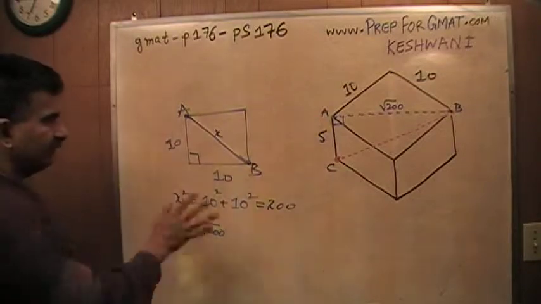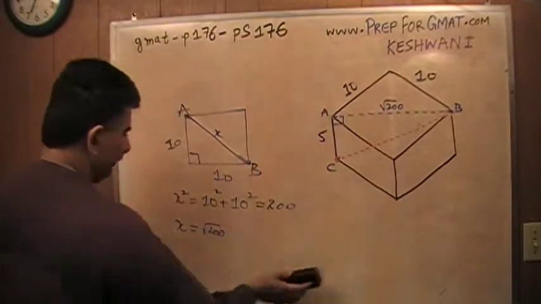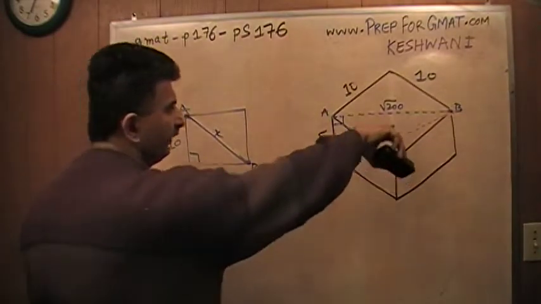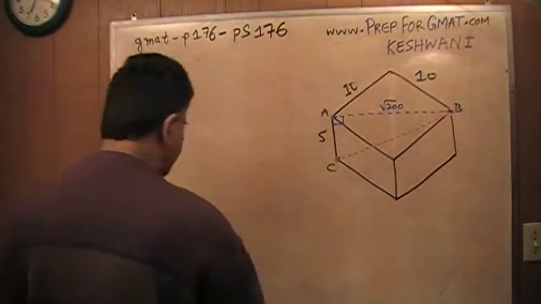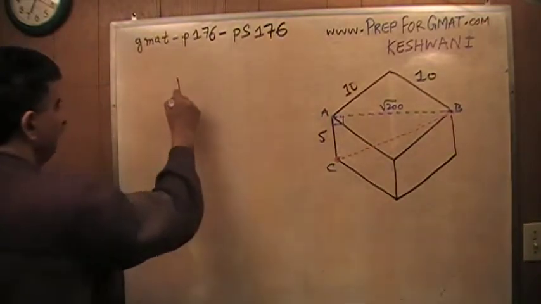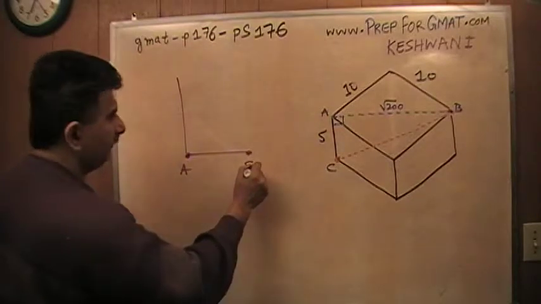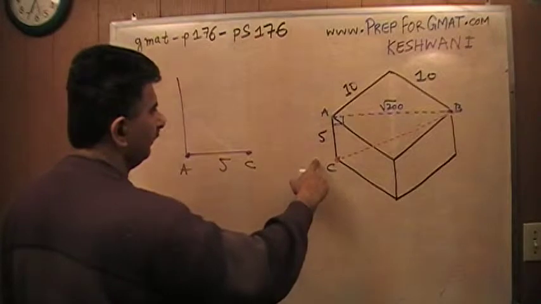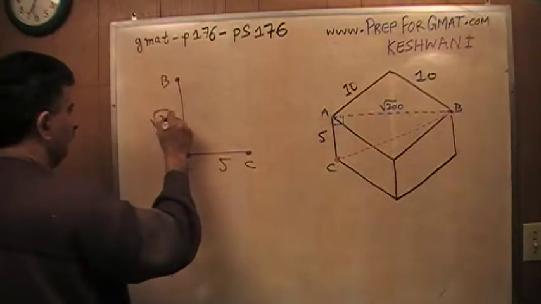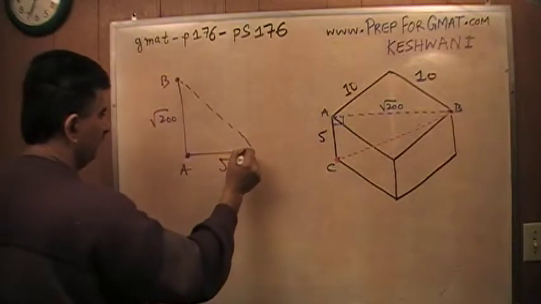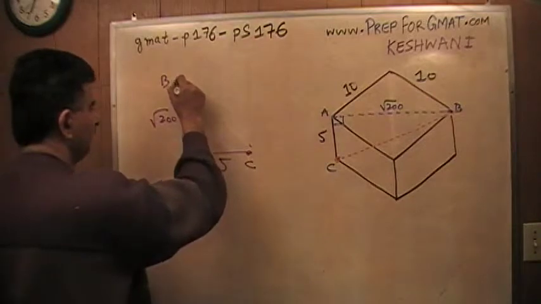And I'm going to erase this and draw this diagram, this triangle, ABC. We're done with this thing. Square root of 200 is there, A to B. I'm going to draw this triangle here. This is your A, this is your C. That distance is 5, A to C. A to B, I found out, is square root of 200, and I have to find out the distance B to C.